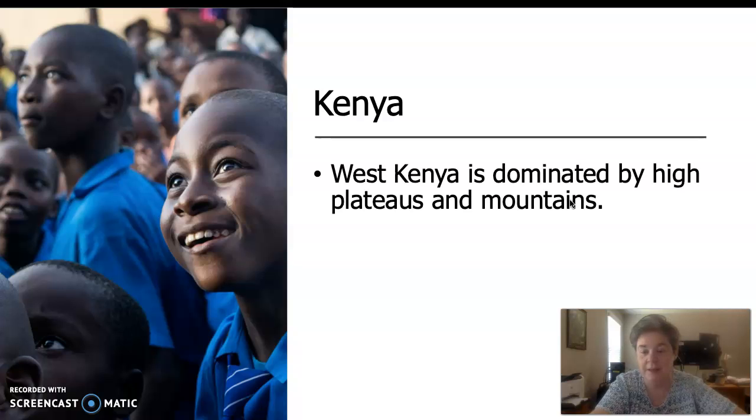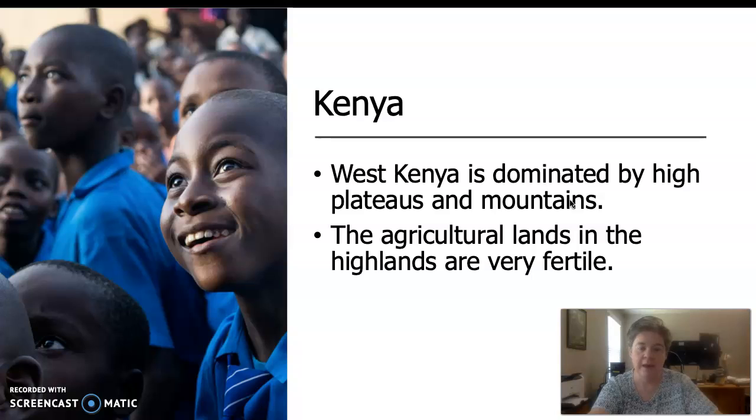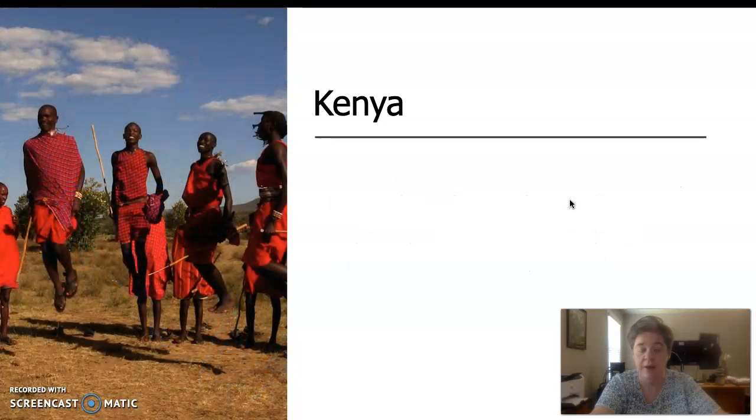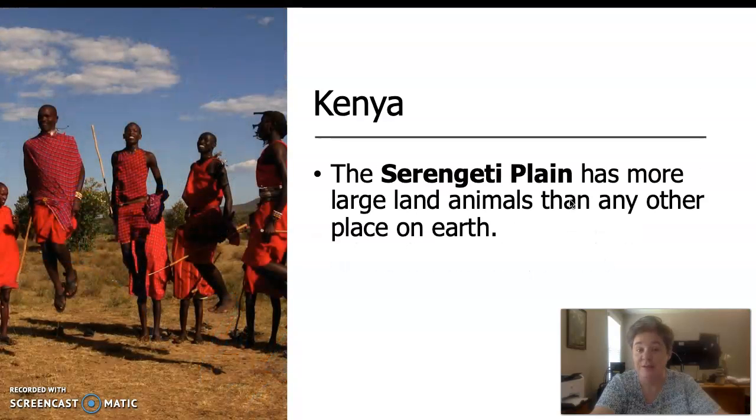All right, so West Kenya is dominated by high plateaus and mountains. It is very, very fertile land there because it gets enough rain. And it has good sources of water, good sources of soil, and agriculture just thrives in that area. Coffee is one of their main exports there.